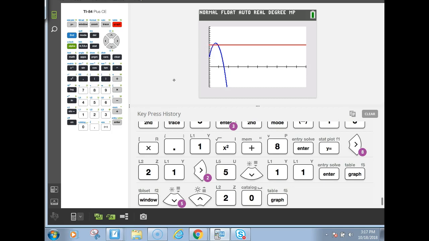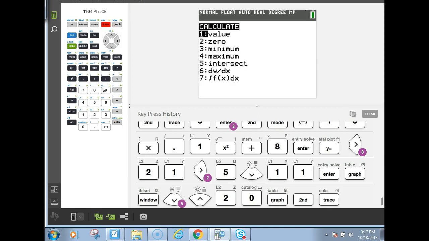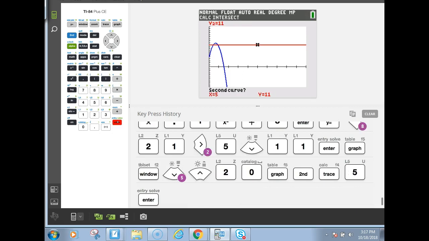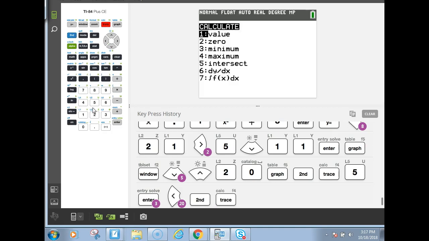That first intersection. So what we might want to do, let's just hit second trace and see if it's ready to calculate that intersection for me. Choice 5. First curve, yep, that's the parabola. But, I'm way over here, so I'm thinking it might not give me the right answer if I hit enter, enter. You see how it's giving me the one I don't want? So what you can do is arrow over with your cursor and get it close to the point that you actually do want. You have to know how to interpret which one you need.